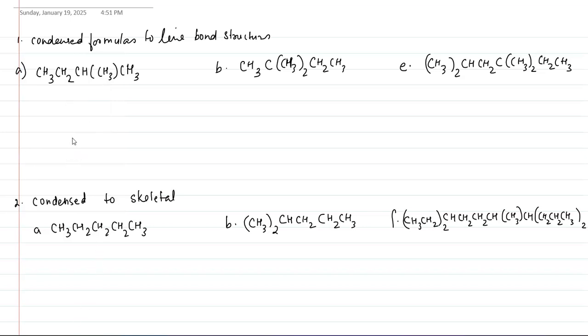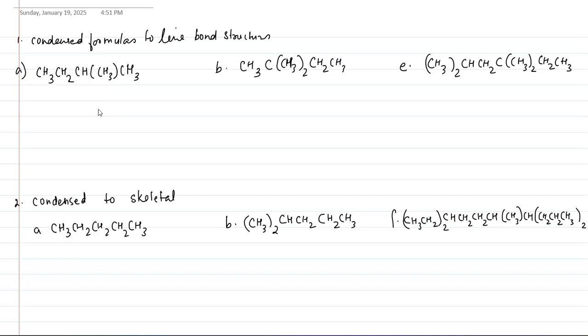In this video, we are going to solve some problems from the last worksheet on chapter 1, which is the structure worksheet. Most of the problems are pretty similar, so I will work out a few problems and then you can try out the rest of it and check the answer through the answer key. So the first question is asking you, how can you convert the following condensed formulas to line bond structures?